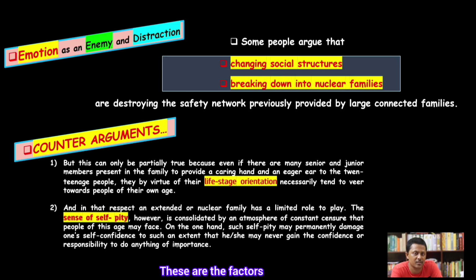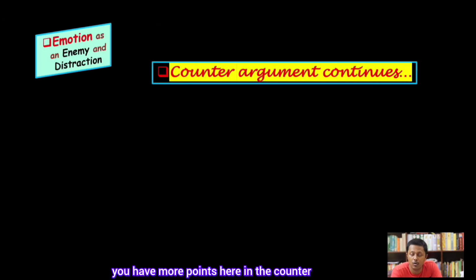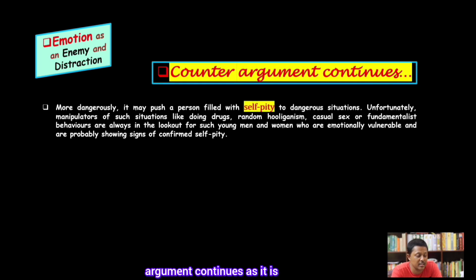These are the factors which suggest that even if the nuclear family doesn't help much, changing social structures or breaking down into nuclear families are not necessarily destroying the safety network, because there are other reasons too, except these two: the changing social structures or breaking down into nuclear families. Now, these are the two factors. Moving on to the next points, the counter argument continues.